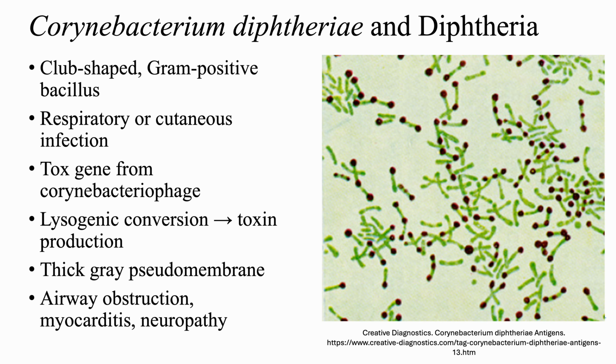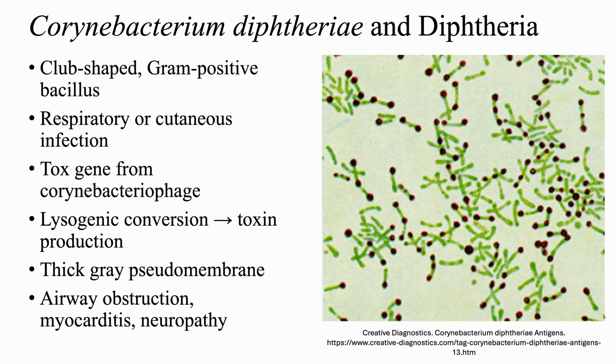So, diphtheria is caused by Corynebacterium diphtheriae, which is a club-shaped gram-positive bacillus. It can either cause respiratory or cutaneous infection, but respiratory diphtheria is the classic and more dangerous form. A key point is that not all strains produce the diphtheria toxin.